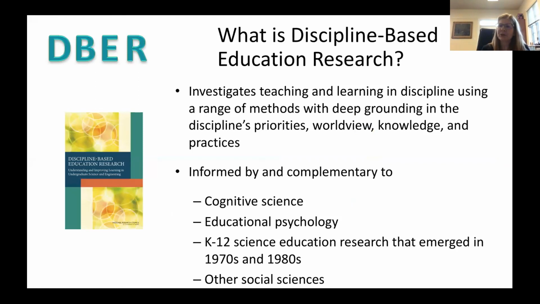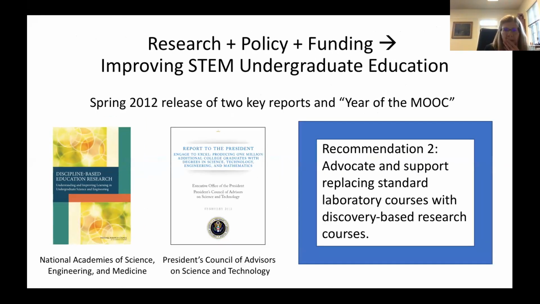So DBER looks at learning really deeply embedded in the priorities of a discipline. It's complementary to, and integrates, a lot of other fields of learning. What's interesting about the DBER work, and a report that came out of the President's Council of Advisors on Science and Technology called Engage to Excel, is how the research has driven policy and funding, and I think created a really rich opportunity space for the work and the research agenda U-FERN may imagine.